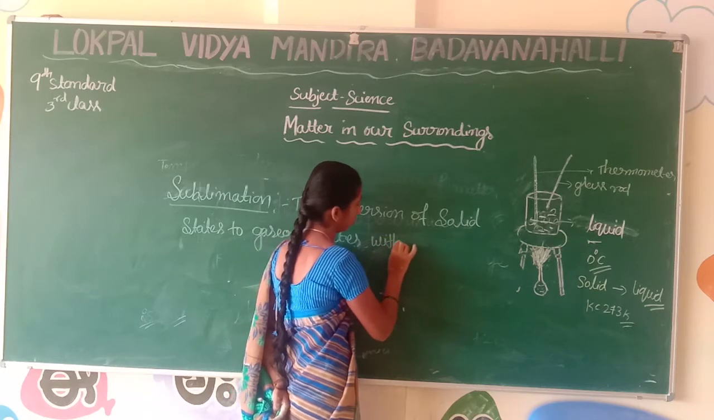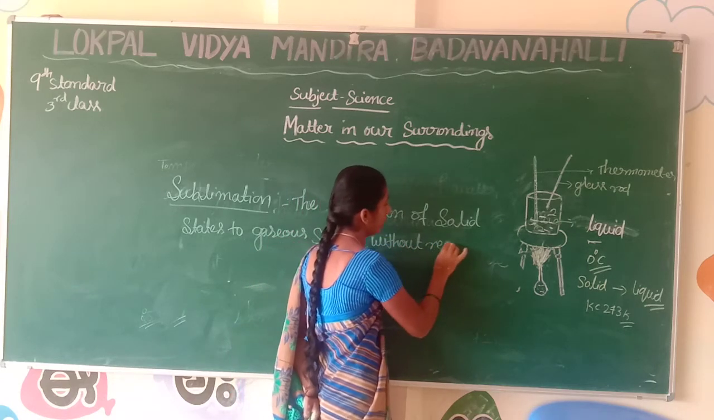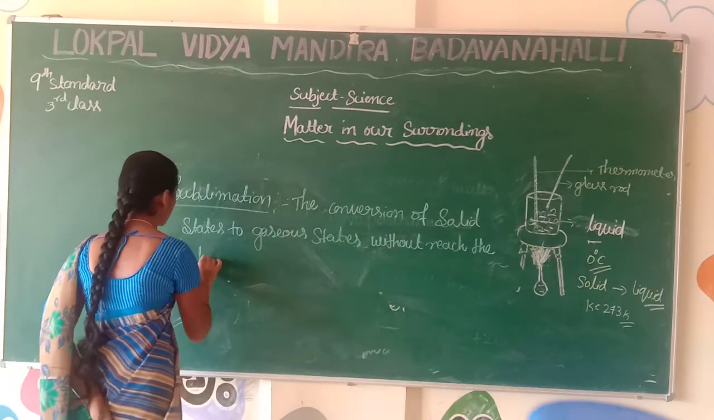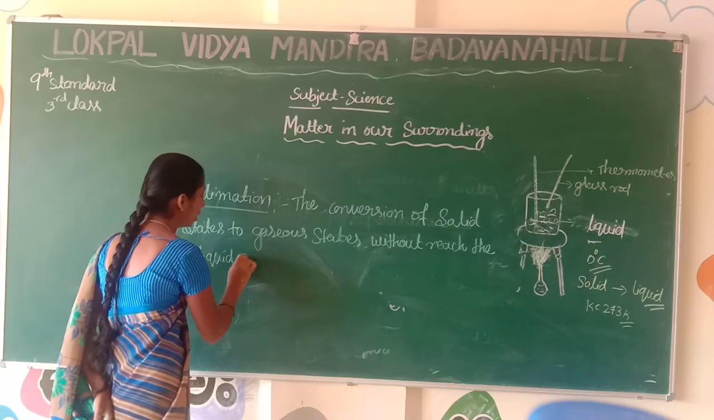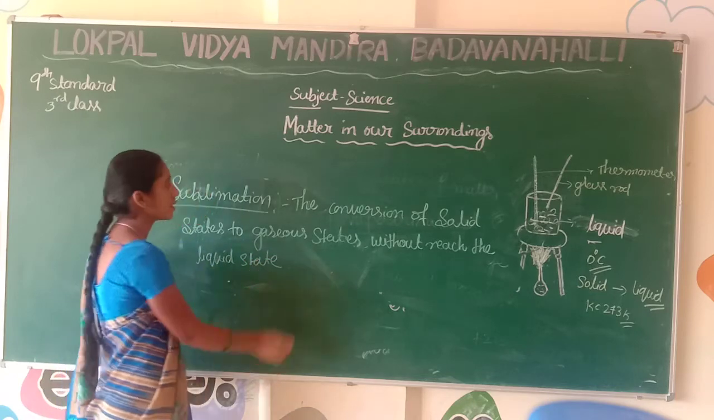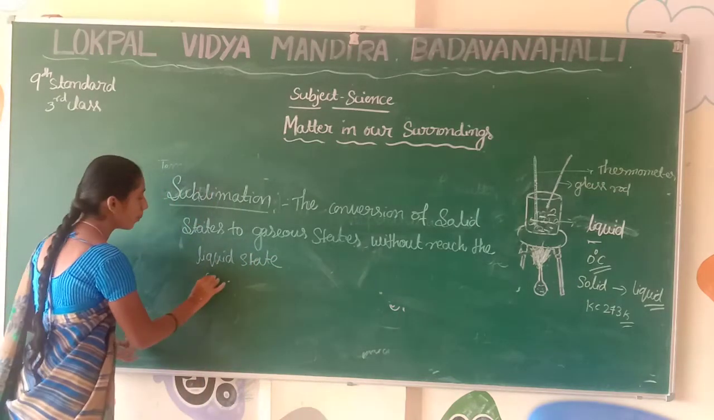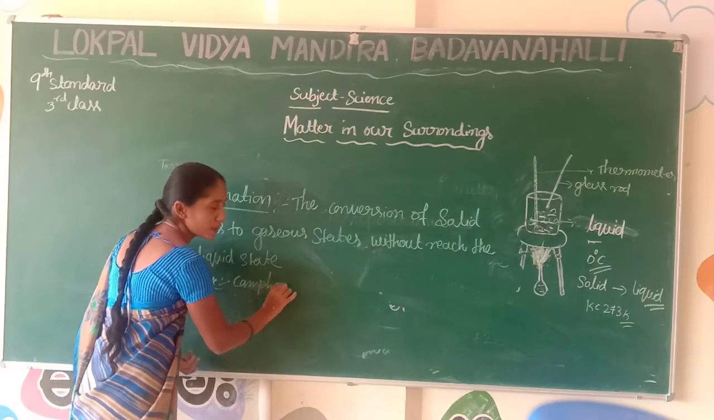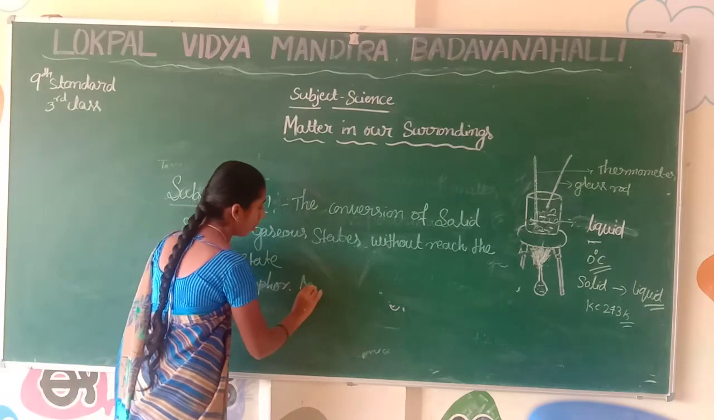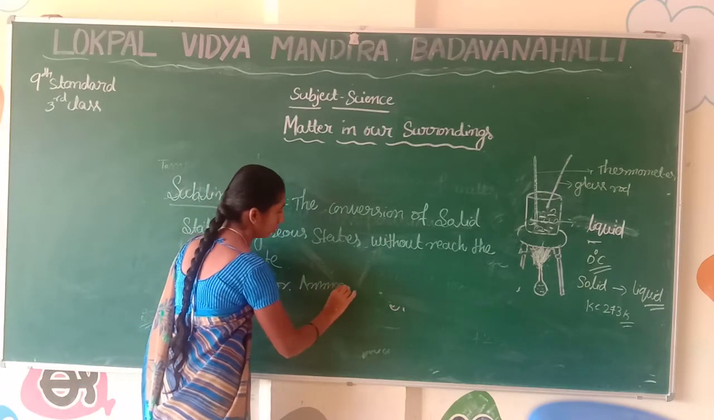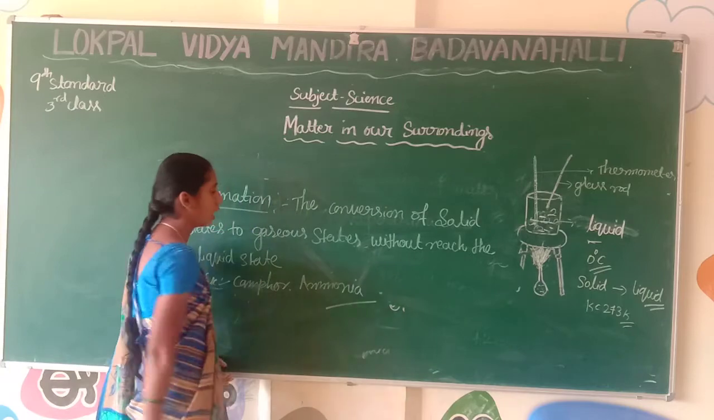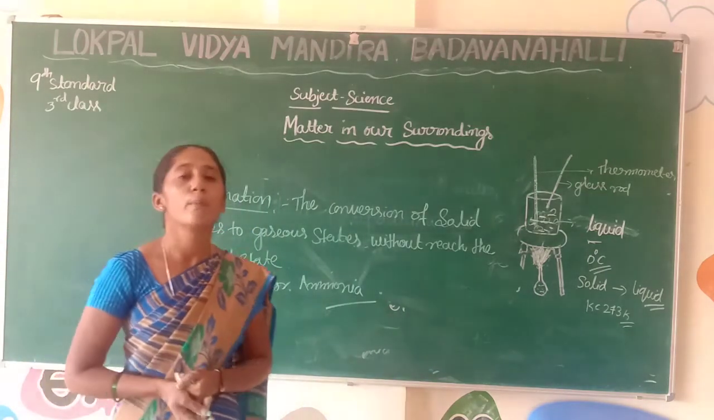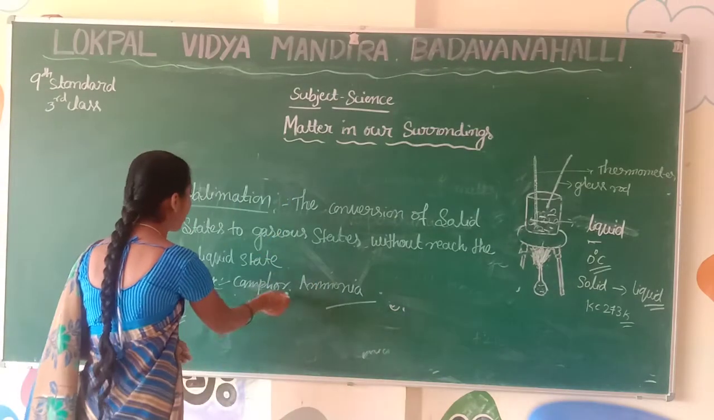Without reaching the liquid state, this is called sublimation. Examples for sublimation are camphor, that is karpura, and ammonia. Camphor and ammonia are examples for sublimatory products. Okay students, camphor.